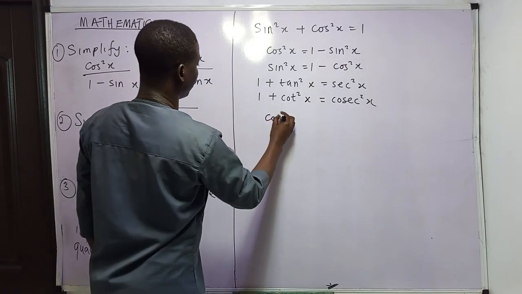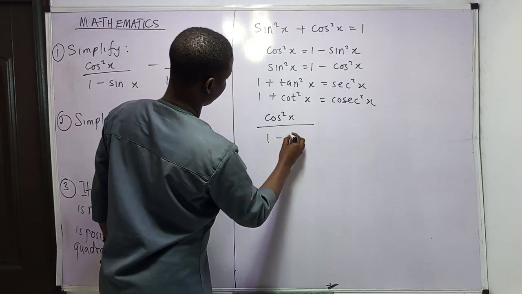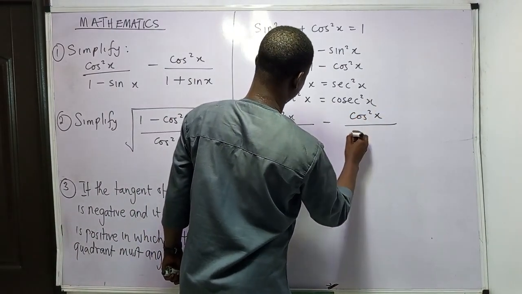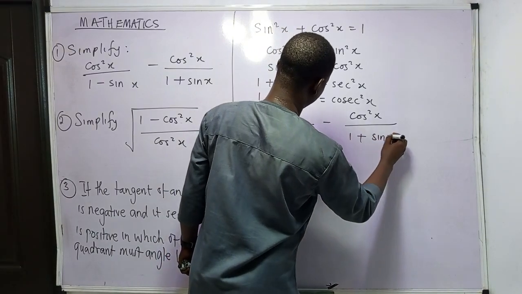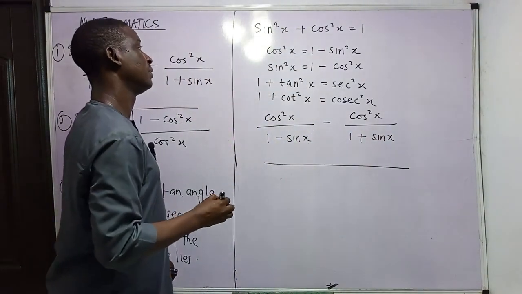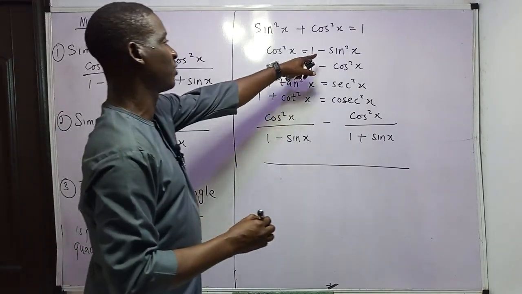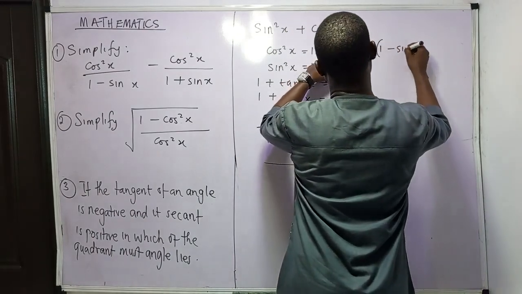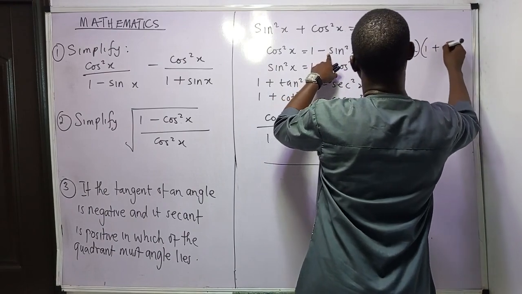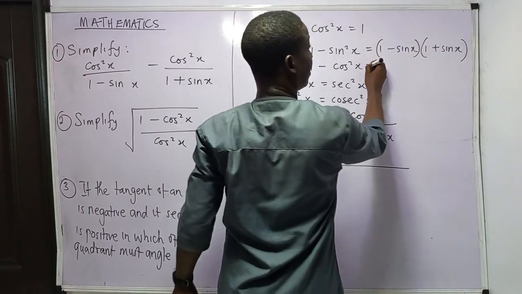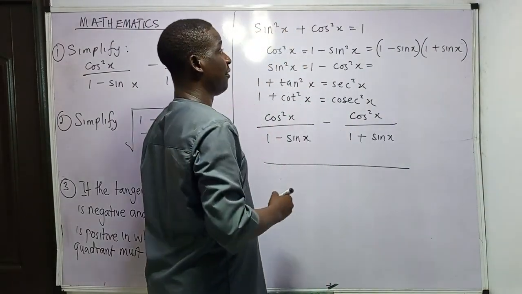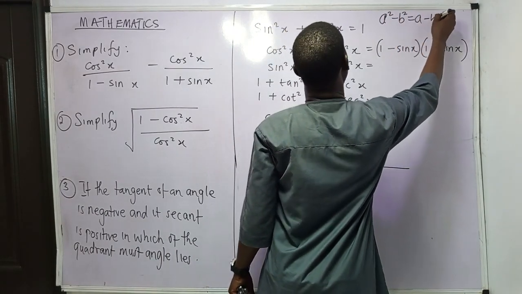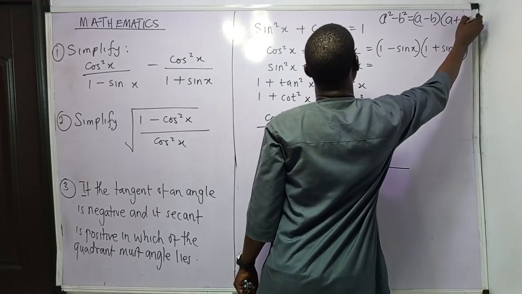Now the first thing we do for this question, if I may advise you, is to first of all look for the LCM. Look for the LCM. I am seeing something here. Don't forget that this particular function is a difference of 2 squares. This one is equal to 1 minus sine x into 1 plus sine x. Similarly, this one is also a difference of 2 squares. A square minus b square equals a minus b into a plus b. That is the difference of 2 squares.